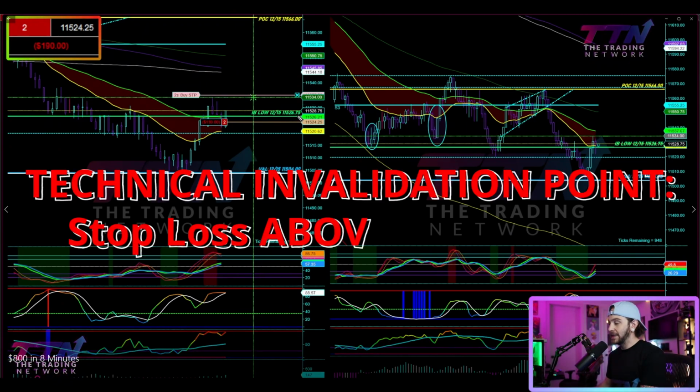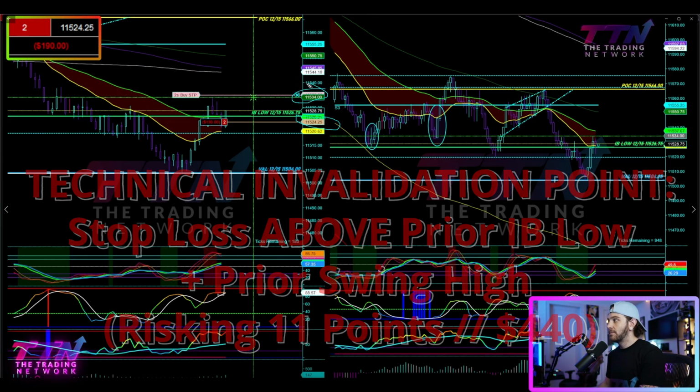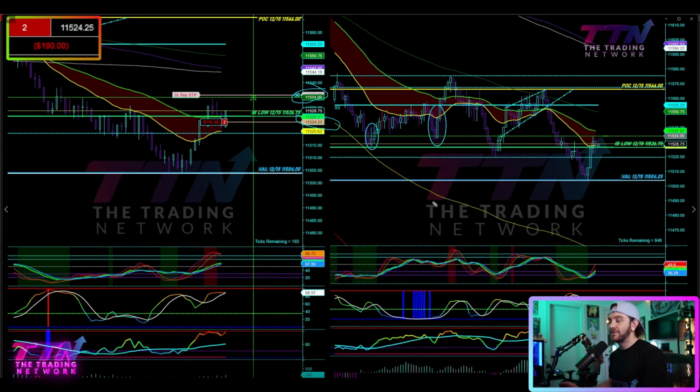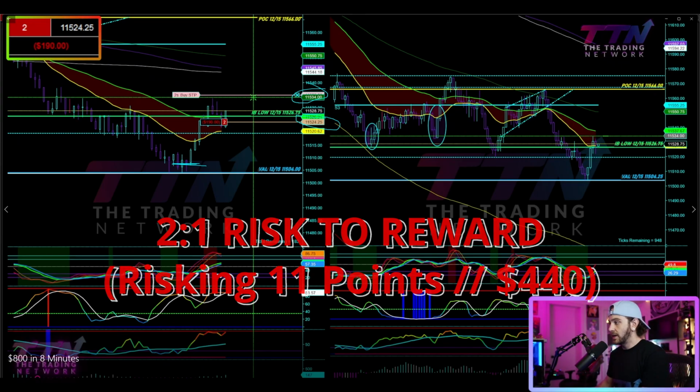You will shortly see that I place my stop loss above the prior swing high right there. So I am risking 11 points on this trade. I am in at 11,524. My stop loss is at 11,535-ish. So I'm risking right around 10, 11 points on this setup. And you know that the prior swing low is all the way down at 11,505. So this is a 2-to-1 risk to reward or very close to it.